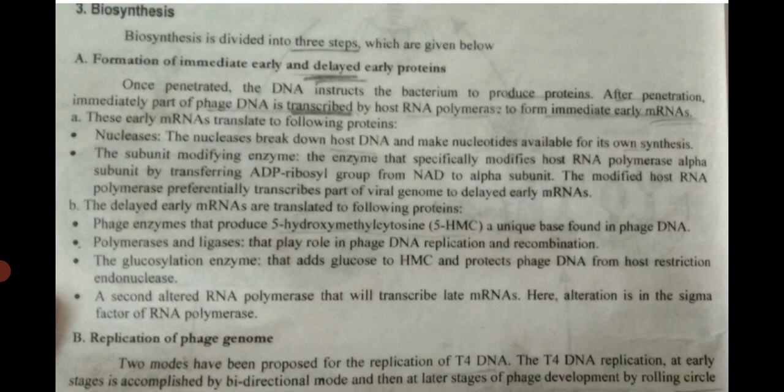And the fourth enzyme may carry out alteration of RNA polymerase once again, and this time there is an alteration in the sigma factor. Then B, that is the replication of the phage genome. The phage genome or viral genome replicates by a mode called semi discontinuous mode. It is bidirectional.